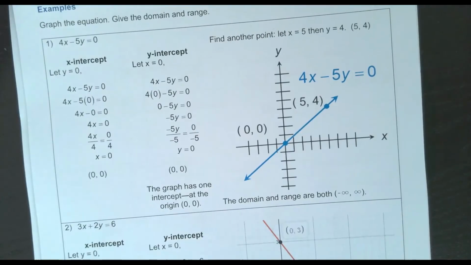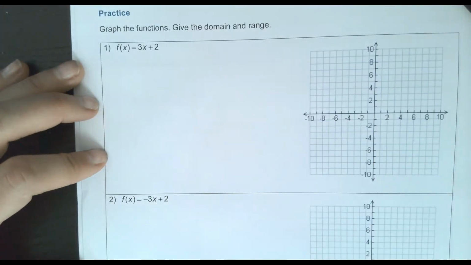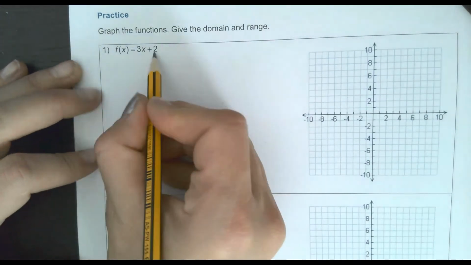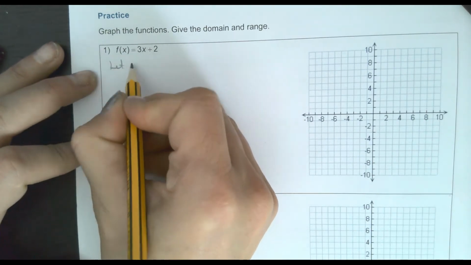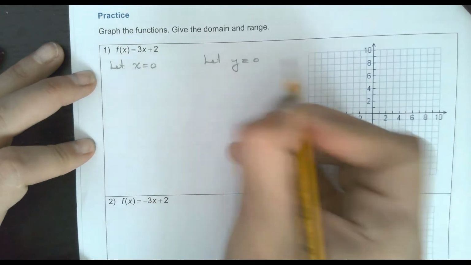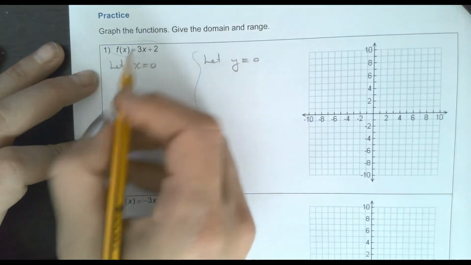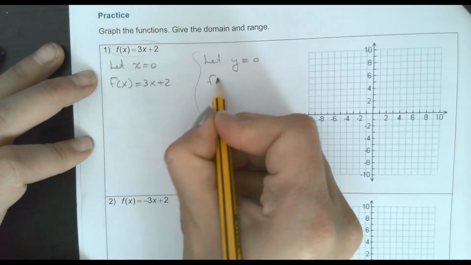Okay. So let's do a couple examples. I want to graph it, so I'm just going to do my x-intercept and y-intercept. Let x equal 0, let y equal 0. I copy out my function.